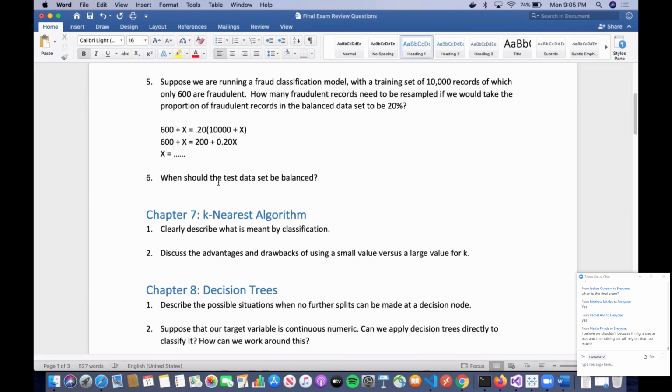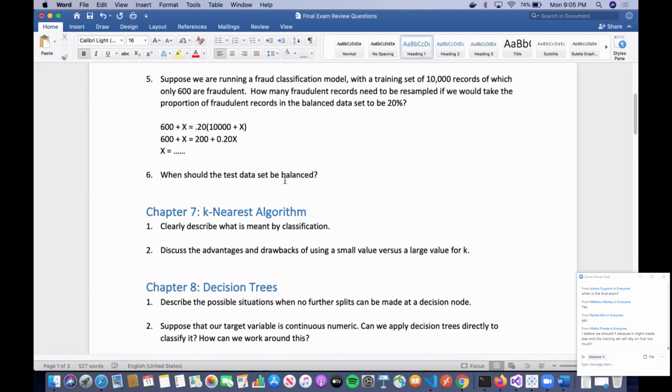Should the test data set be balanced? Yes or no? Okay, well, since there's no answer to that, then I'll make sure this will be on the exam. And if yes, why? And if no, why not?